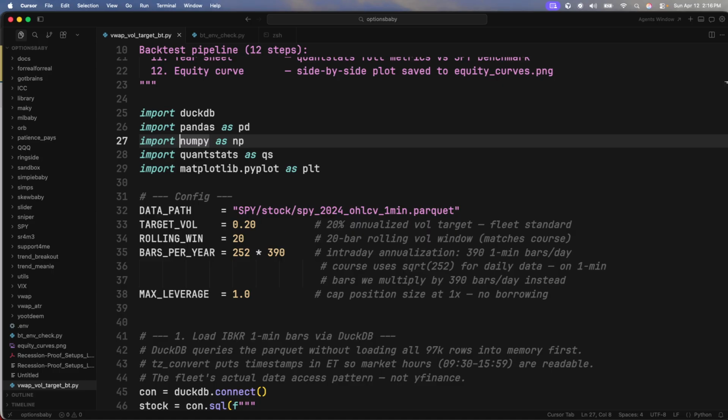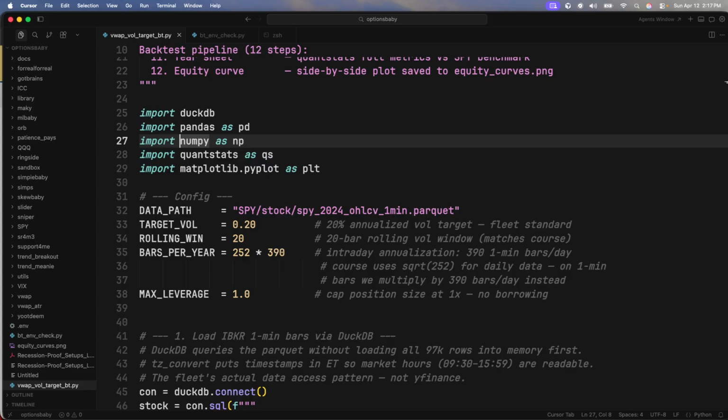Volatility targeting is a position sizing method that scales the trade inversely to the recent realized volatility. When volatility is high, we want to size down, and when it's low, we want to size up. So we keep the risk constant across market regimes, and the formula is position equals target divided by the rolling volatility, which is lagged by 1 bar.